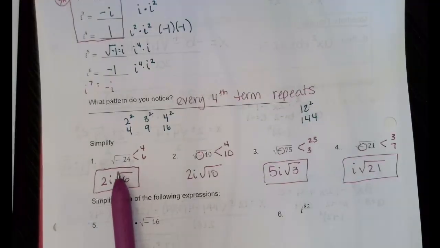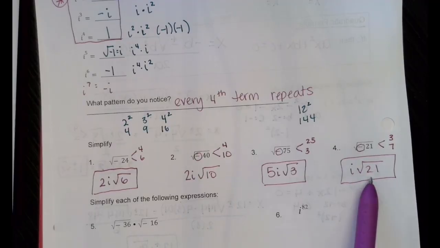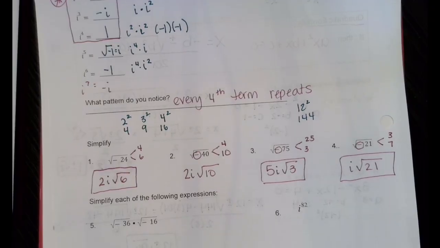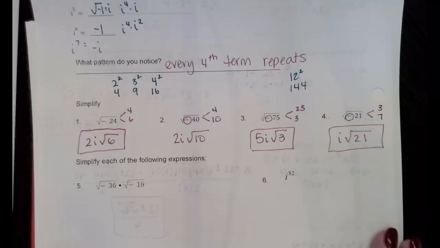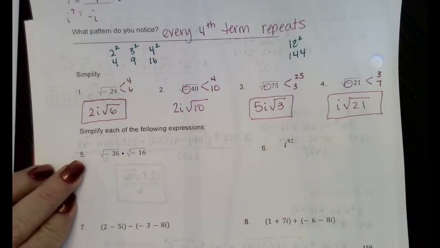So what you see on all of these is we have a negative underneath the radical, but when we pull it out front, that negative goes away. It's no longer in the radical, and it becomes an i on the outside. Okay? Now, the great thing about this is we can simplify these expressions just like we would like terms if they were x's.